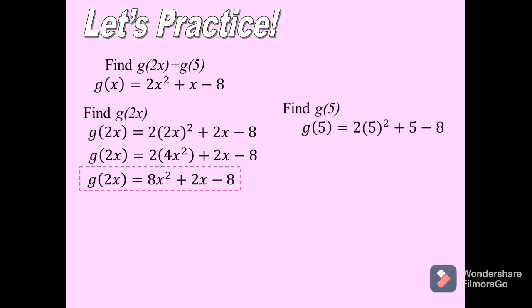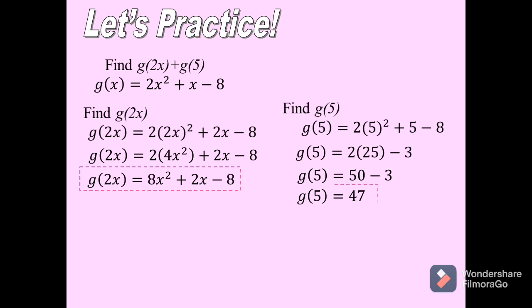Next, we need to find for g of 5. Substitute 5 to all x that we have on the equation. We'll get g of 5 is equal to 2 times 5 squared plus 5 minus 8. Simplifying that, we'll get g of 5 is equal to 2 times 25 minus 3. Then, we'll get g of 5 is equal to 50 minus 3. Simplifying that again, we'll get g of 5 is equal to 47.